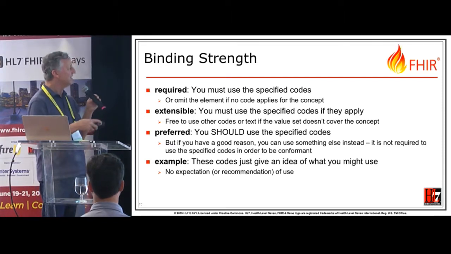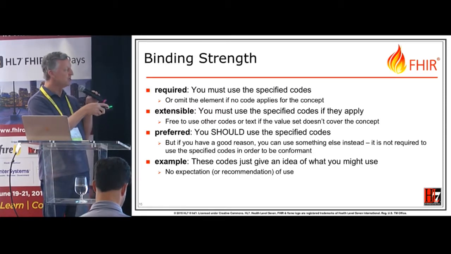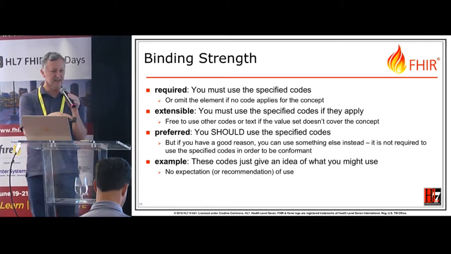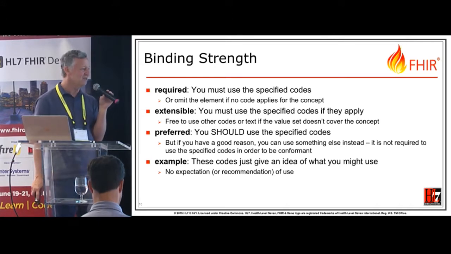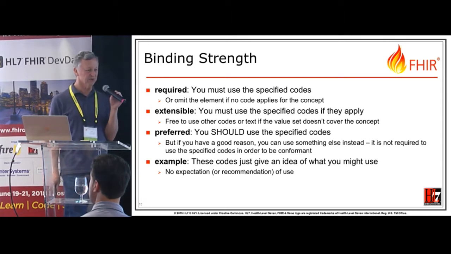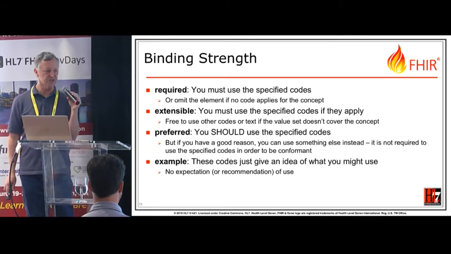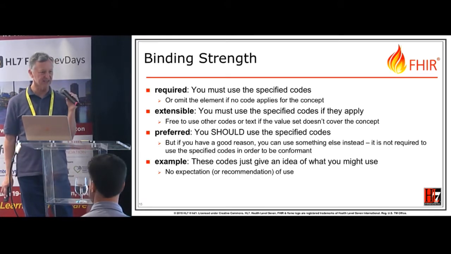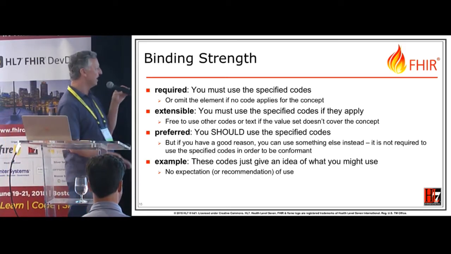Extensible raises the bar quite a bit higher, but not all the way. And here, the rule basically is that you must use the specified codes if they apply. The kicker is how to determine if they apply. That's not always so straightforward. Sometimes it just requires a human understanding of the codes and what they mean and your data, and it's not very computably enforceable. We've been having a lot of discussions about that lately, and so there may be some more things coming along for that, so you can stay tuned for that.